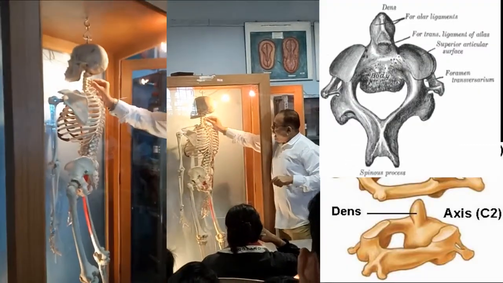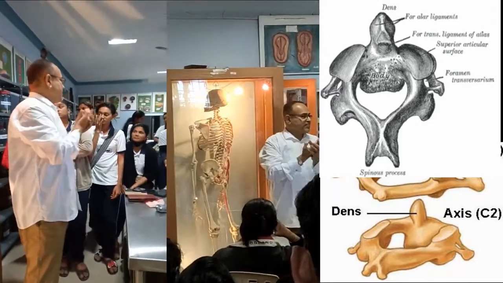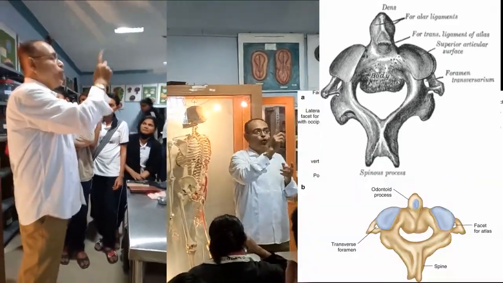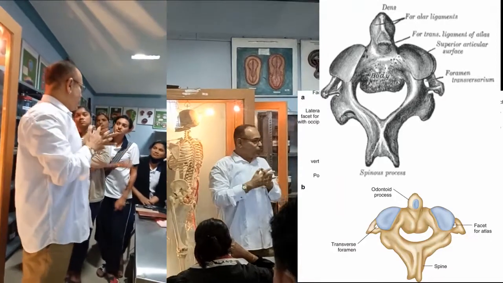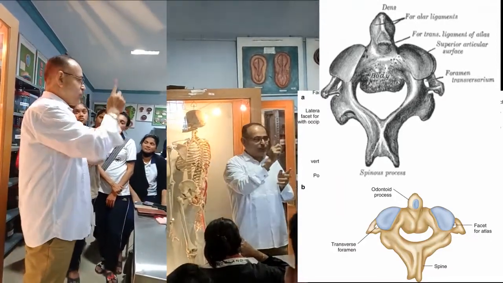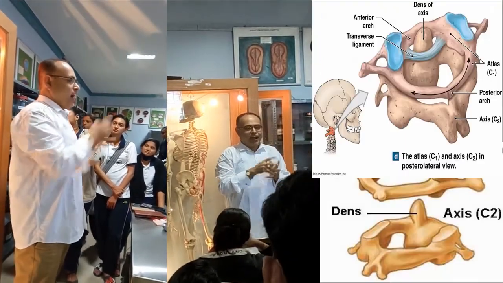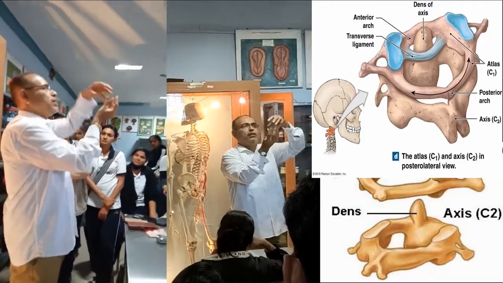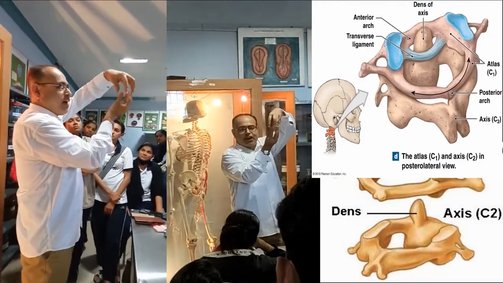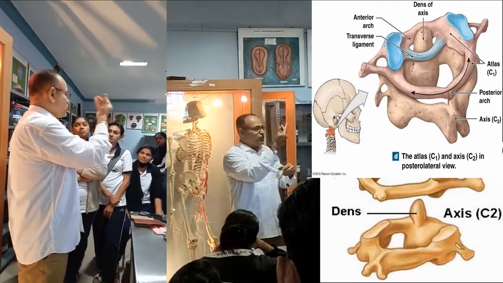The structure of the axis is like a tortoise. The head of the tortoise is called the odontoid process. We have an odontoid process, what we call it. It's like the head of the tortoise. Axis looks like a tortoise. Atlas is the place where the skull is going to articulate and it helps for rotation. And the axis is the one which is going to rotate.